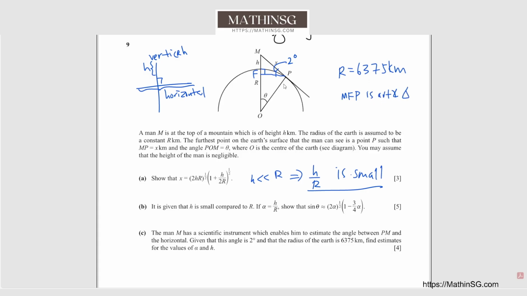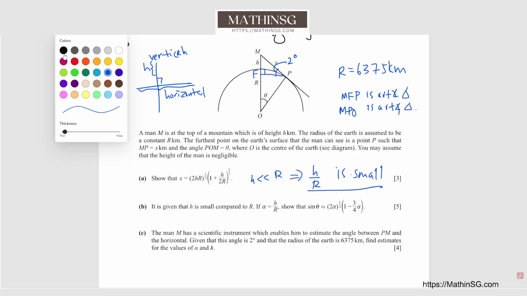Similarly, I know that this is a tangent, right? MP is a tangent to the radius here. So I know that MPO is also a right angle triangle.